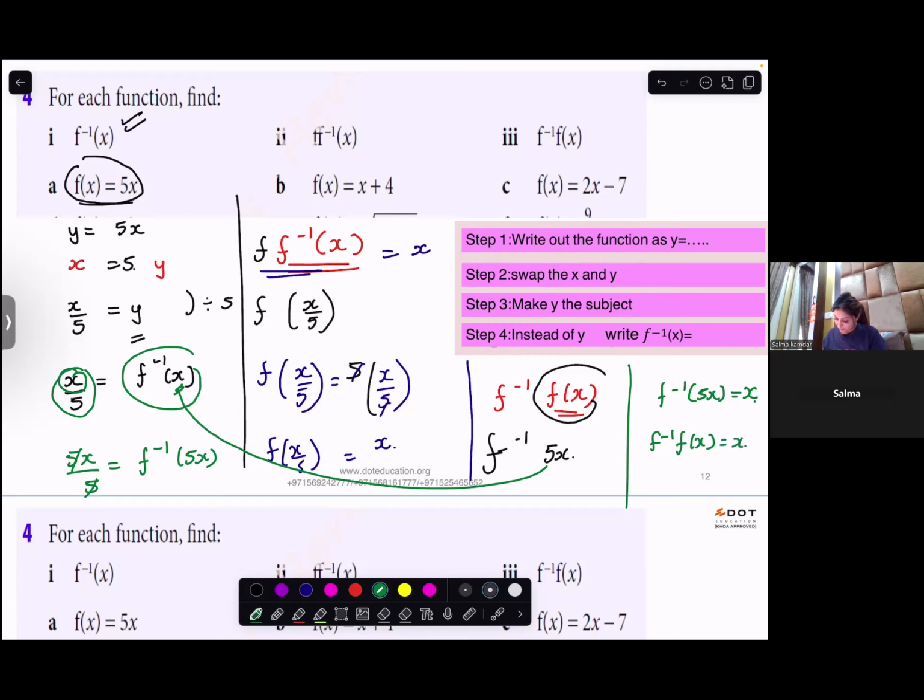So this is how I have solved my A part, the first one where I have found f inverse of x. The second one where I have found f of f inverse x. And the third one where I have found f inverse of f of x.